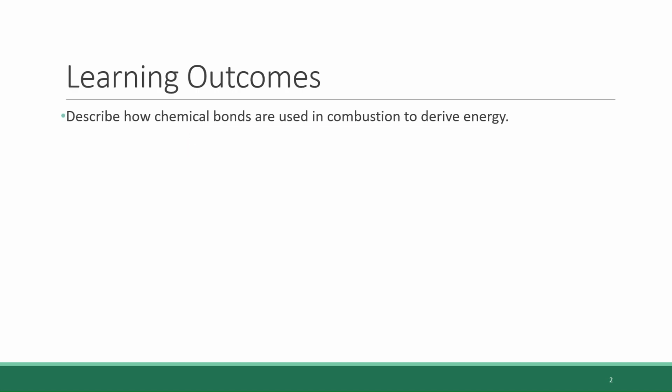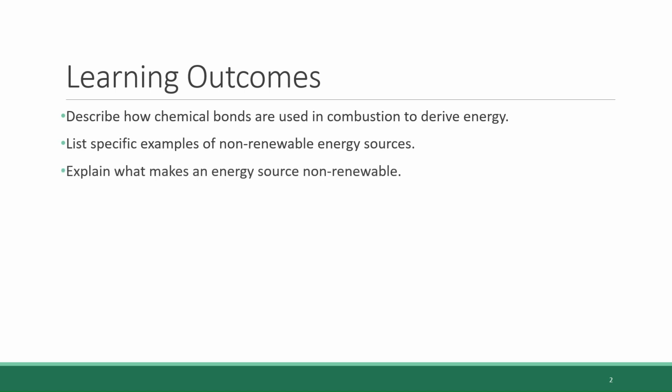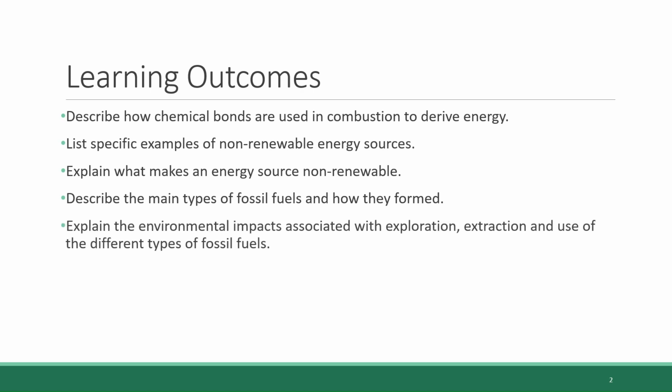Our learning outcomes include describing how chemical bonds are used in combustion to derive energy, listing specific examples of non-renewable energy sources, explaining what makes an energy source non-renewable, describing the main types of fossil fuels and how they are formed, explaining the environmental impact associated with exploration, extraction, and use of the different types of fossil fuels. And lastly, explain nuclear energy, how it works, its benefits, and its risks.